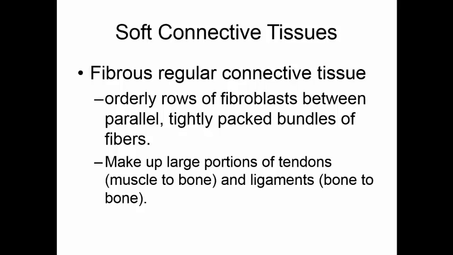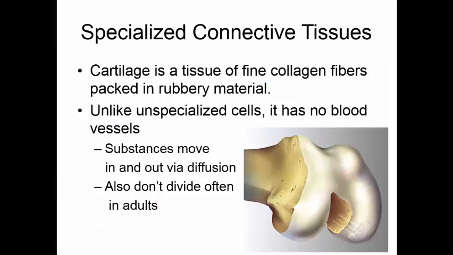All right, so this is why you can get ligament and tendon tears so easily: they have a lot of strength in one direction, but coming from the side, they're very brittle and very easy to tear. It makes them very weak from that direction. But this is your fibrous regular connective tissue.